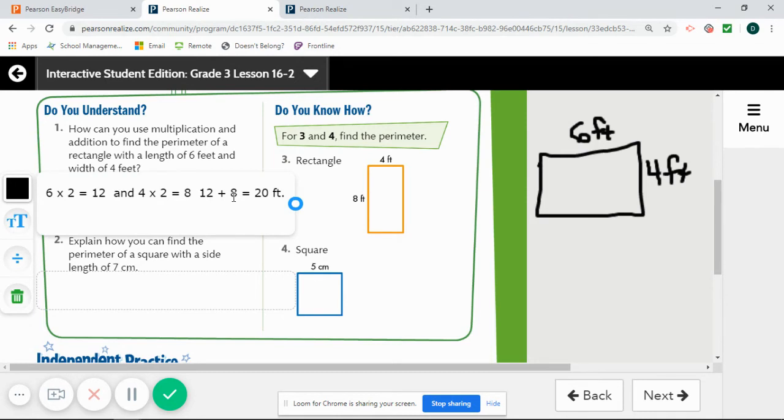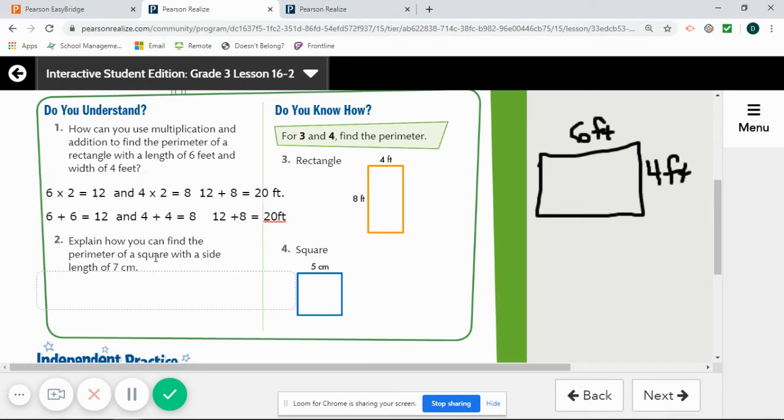Next, for addition. Can you figure out how to do the addition? If you think so, press pause and write it on your paper. Okay, hopefully while you pressed pause, you added 6 plus 6 and got 12, and then you added 4 plus 4 and received 8, and last you would do 12 plus 8 again for a grand total of 20 feet. There we go. So there's our first answer.